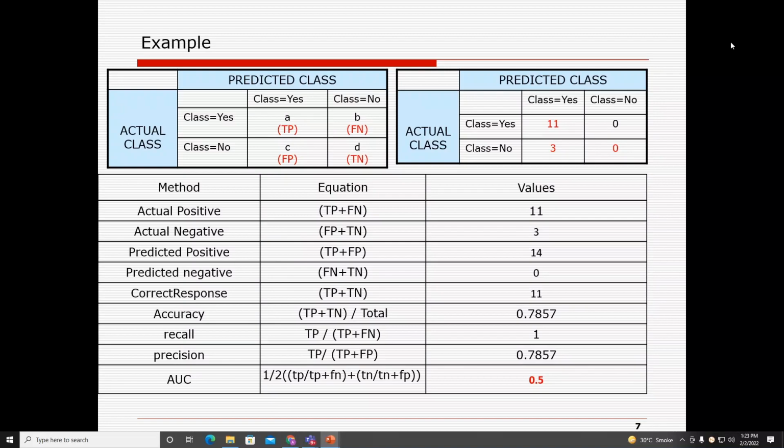Recall is TP upon TP plus FN. So TP is 11 and your FN is 0, so 11 upon 11 plus 0. 11 divided by 11 is 1. Precision is TP upon TP plus FP, that is 11 upon 11 plus 3, that is 14, so 0.7857. And your area under curve is 1/2 of your recall plus TN upon TN plus FP. TN is 0, and 0 divided by anything is anyhow 0. So 1 plus 0 divided by 2, that is 0.5.